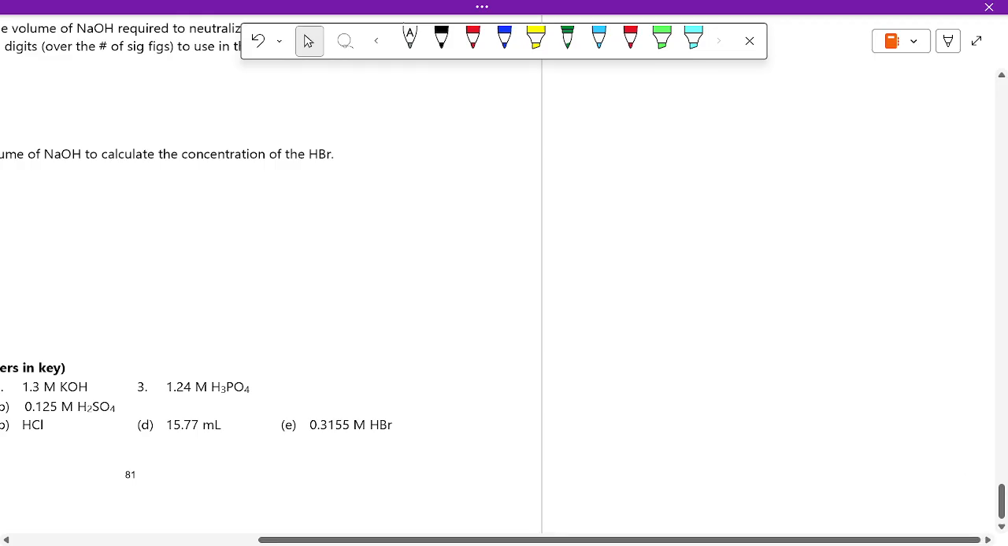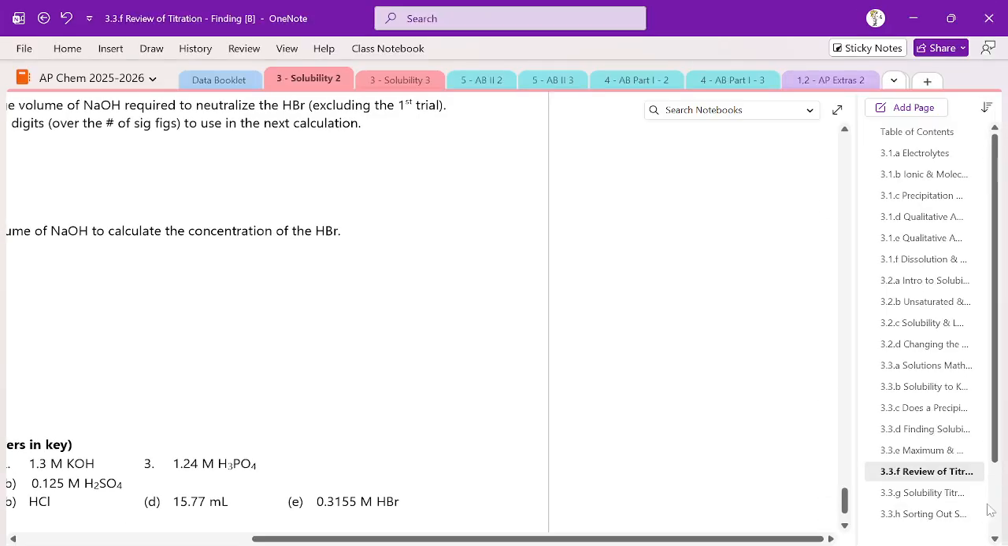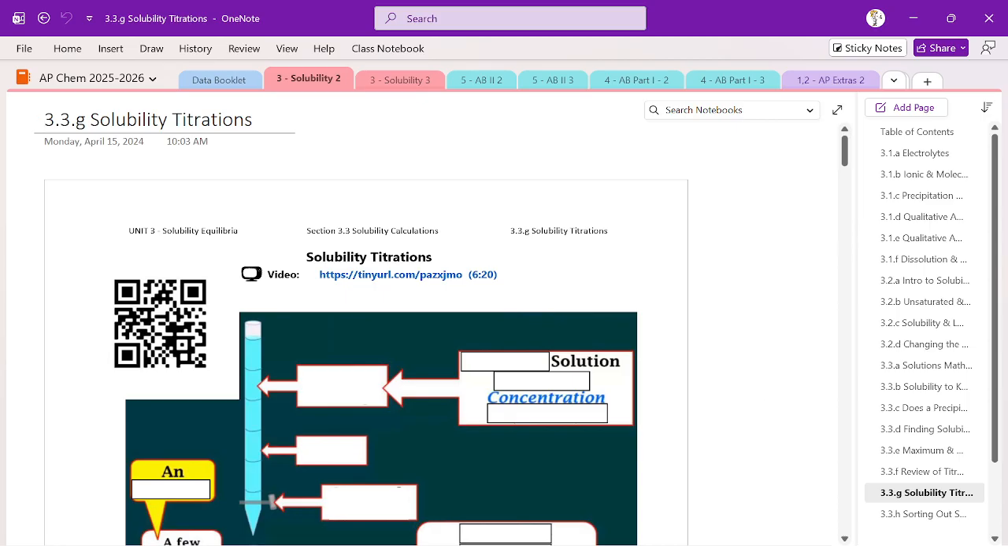You are also going to watch the video for 3.3G and fill it in because that talks about solubility titrations, okay? 3.3G.